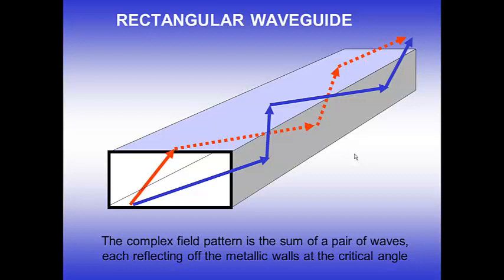In the rectangular metal waveguide, you have the same kind of reflection, but now you have metal sidewalls, and so you can think in terms of a pair of waves travelling down inside the metal waveguide, bouncing backwards and forwards, reflected off the metal sidewalls. And the actual field pattern that propagates down the rectangular waveguide is a very complicated field pattern, which is the sum of this pair of waves, both reflecting down the metallic walls at this critical angle.